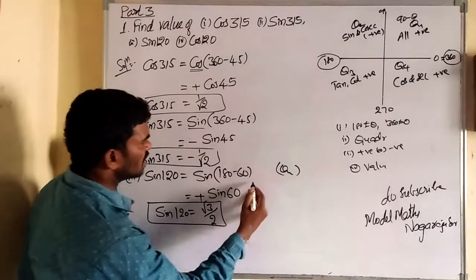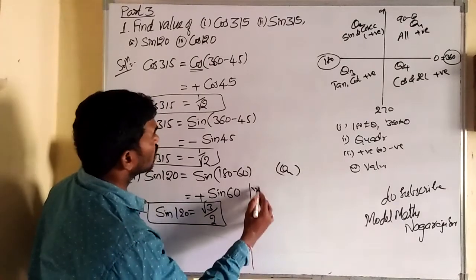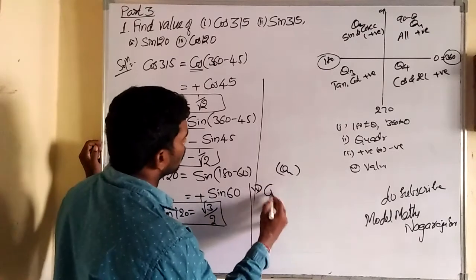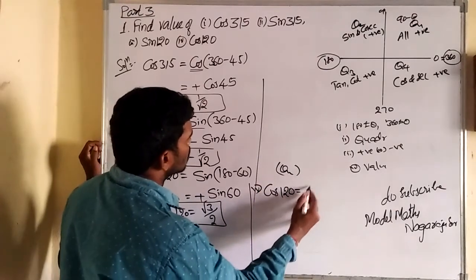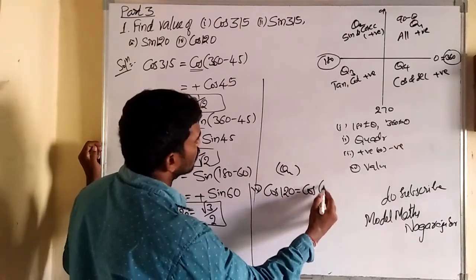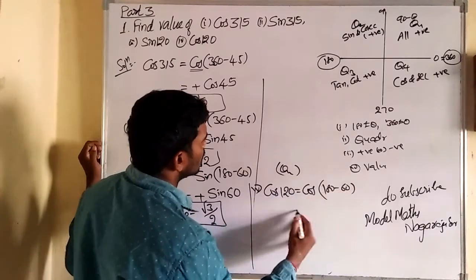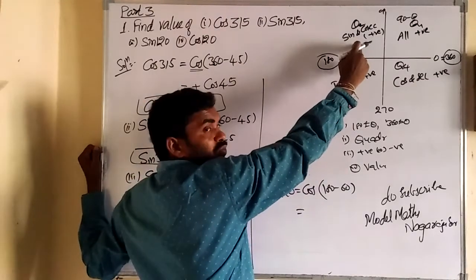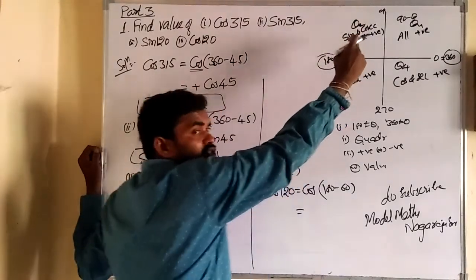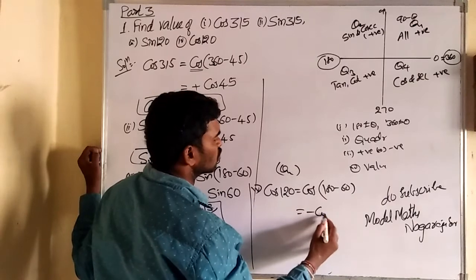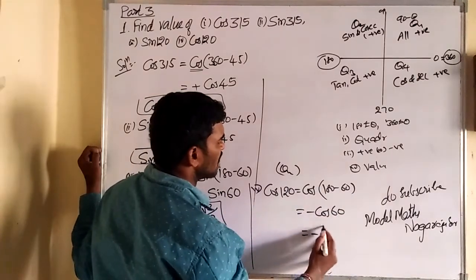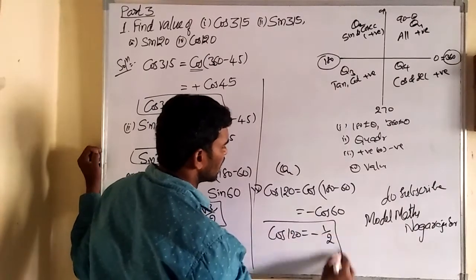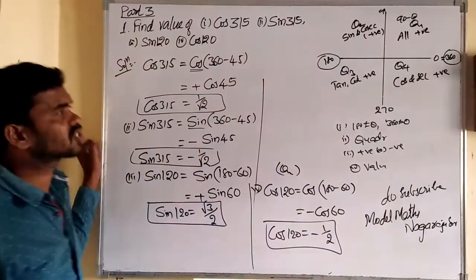Next, the final, fourth one is cos 120. So it can be expressed as cos 120 means 180 minus 60. So it belongs to the second quadrant. In the second quadrant cos is negative, because only sine and cosec are positive, the remaining are negative. So cos 60. What is cos 60 value? 1 by 2. So cos 120 value is minus 1 by 2. Yeah, this is the first question answer.